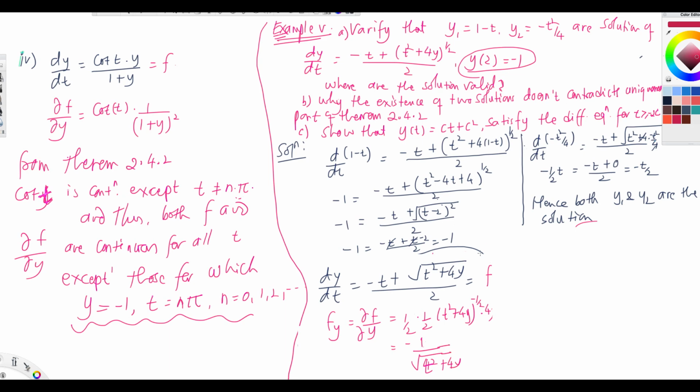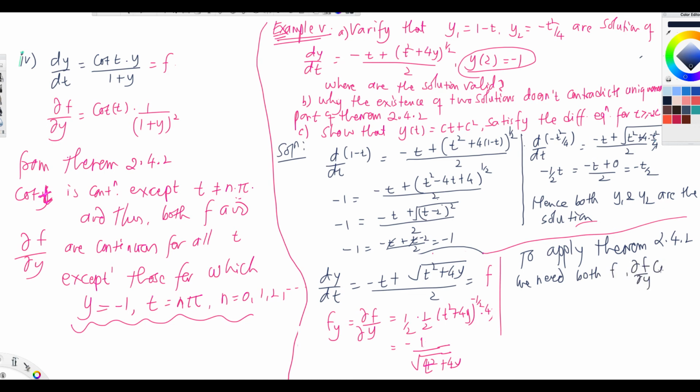So now, to apply theorem 2.4.2, let me write that down, okay? To apply theorem 2.4.2, we need both f and del f over del y continuous around the point t0, y0, right? What is t0, y0? t0 is 2, y0 is negative 1. It's 2, negative 1.